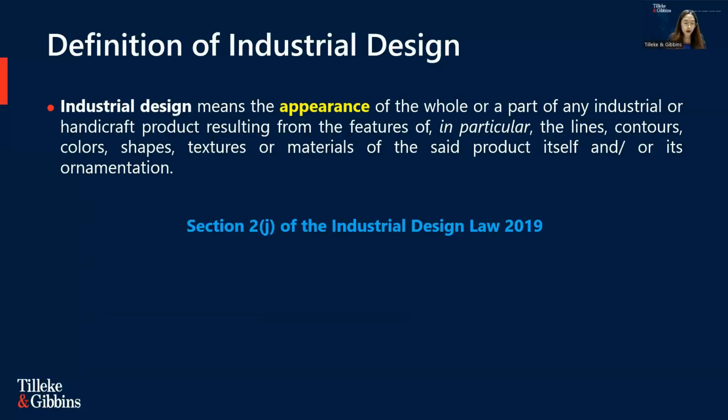As most of you already know, we would like to provide you with the statutory definitions of industrial design. This is provided in Section 2J of the Industrial Design Law 2019. Industrial design is about the appearance of the industrial or handicraft product. It also includes the lines, contours, colors, shapes, textures, or materials of such product or its ornamentation. This is defined by the law itself.